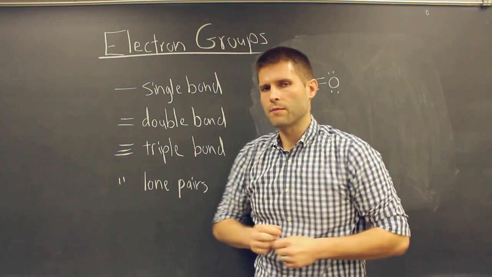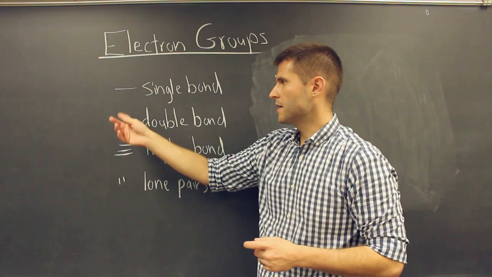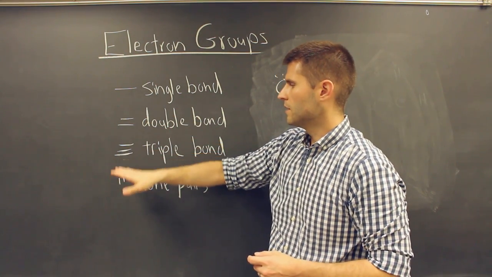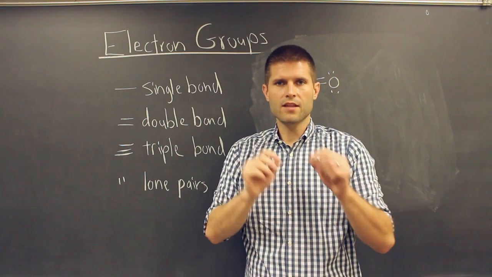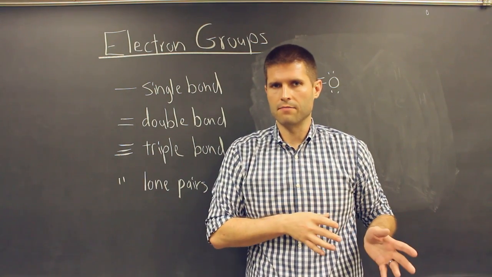So each one of these represents a single electron group. So if we have a single bond and a double bond, that represents 2 electron groups. If we have a single, double, and lone pair, that represents 3 electron groups. So based on the number of total electron groups that are present, it changes the structure of that molecule.